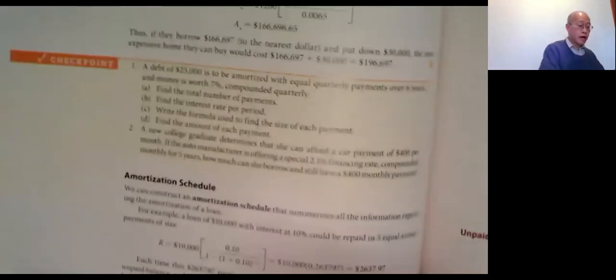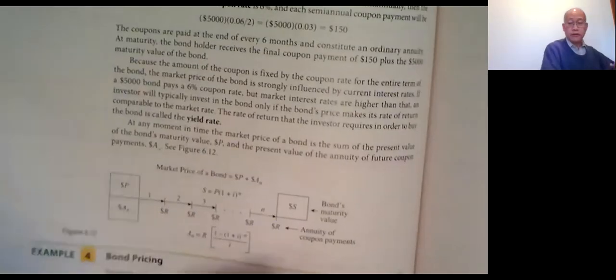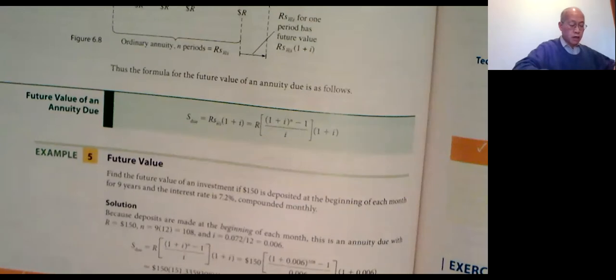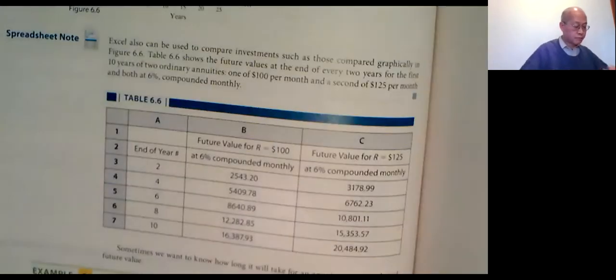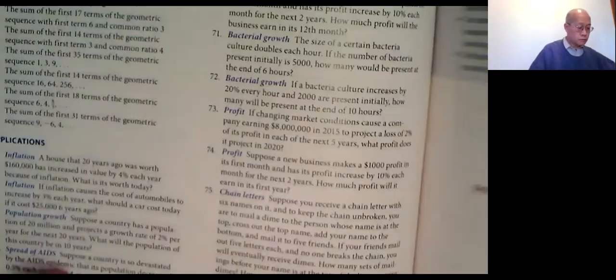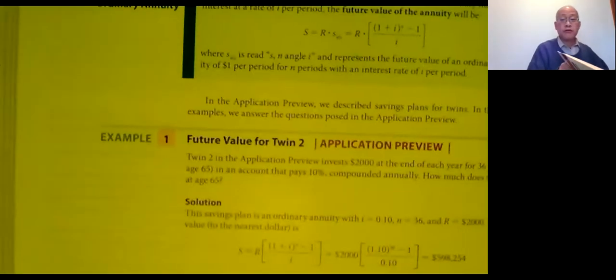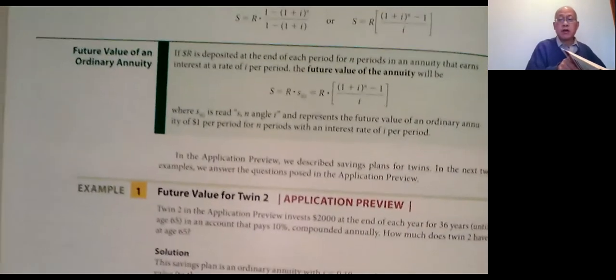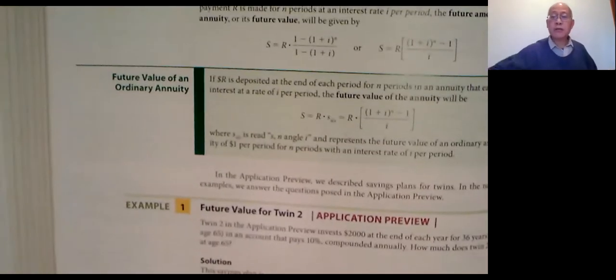All right, so here we go back to the formula for today. I'll get started with some of the problems, and I'll give you some of the theory behind it. Future value of an ordinary annuity. Okay, so it is a kind of compound interest.